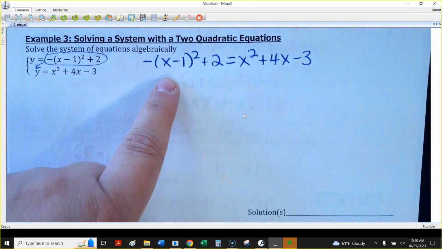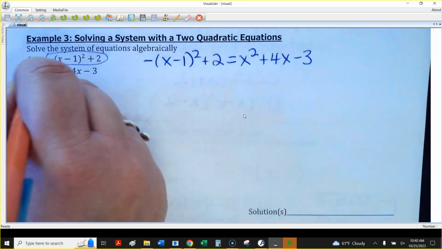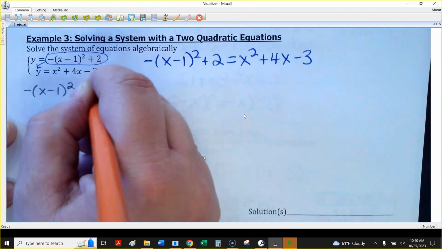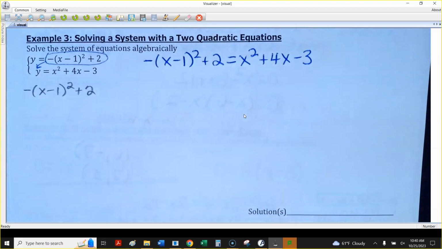Here's what I'm going to do. Let me just pull this to the side. If they give you something in that vertex form where you've got parentheses with the square, I'm just going to come over to the side. Let me just put that in standard form real quick. This will be a little bit of a review that we've done in our earlier units here.